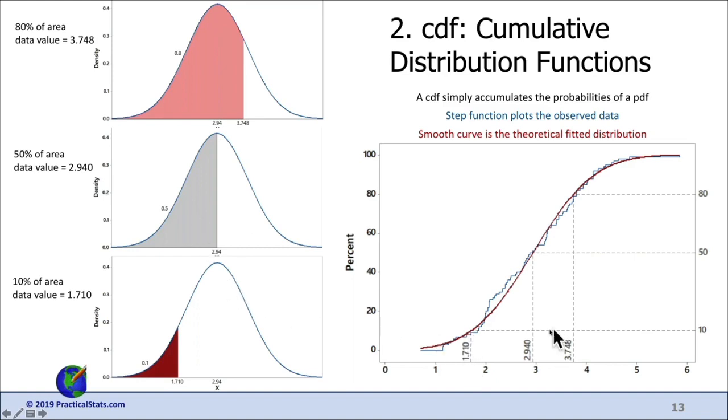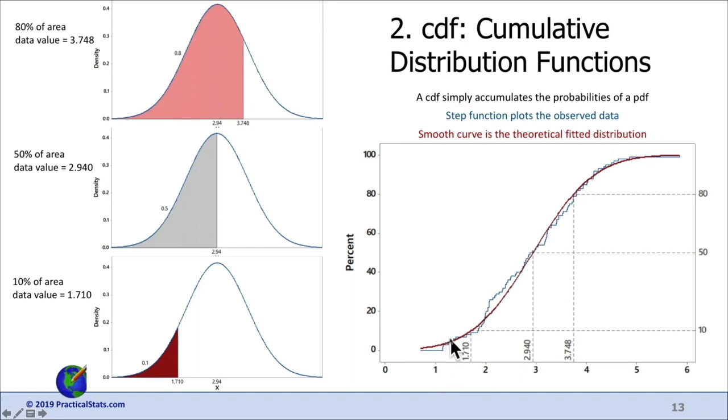Can do the same for the 50th percentile, the median. For a normal, that's also the mean. Value of 2.94, and that's at the 50th percentile. Do the same for the 80th percentile. 80% of the area under the curve is in this color up at the top. And so at the 80th percentile, you're up here on the cumulative distribution function. So this S-shaped curve representing a normal distribution is the cumulative distribution function. And the nice smooth curve is the theoretical normal that's fit here to the data.